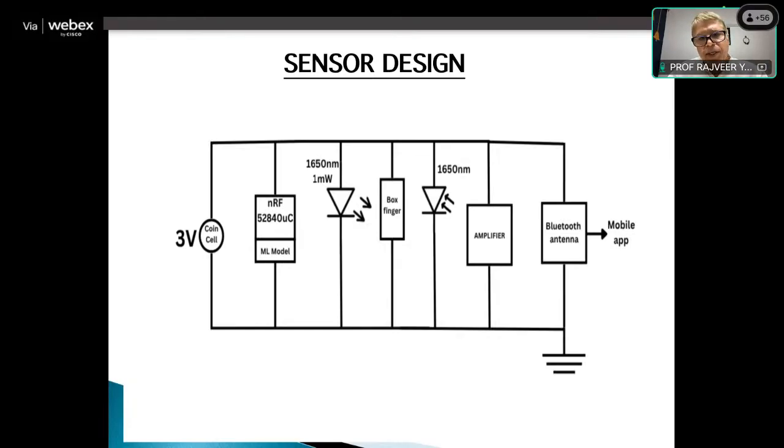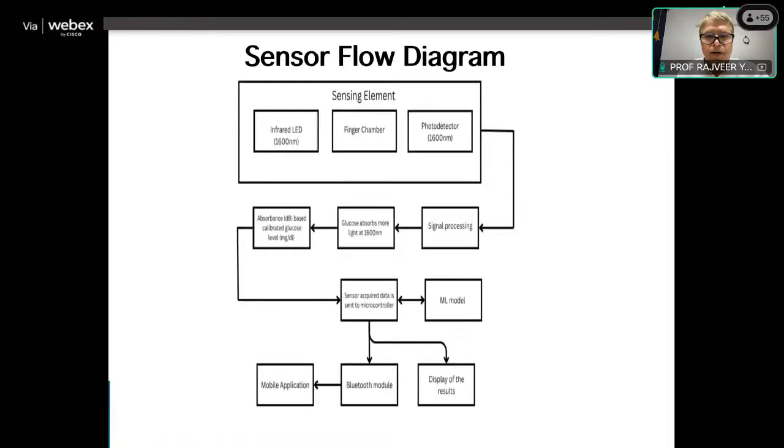Here is a LED, then the finger chamber, the photodiode. Then the photodiode will give us the current, but this signal is very less. We tried to amplify it, and from the amplifier we tried to build in a Bluetooth antenna, which will be able to transmit the readings obtained to a mobile app. We have also developed a mobile app so that we can see the readings in text format as well as in graphical format. So this is the basic concept of the sensor which is operating in this particular domain.